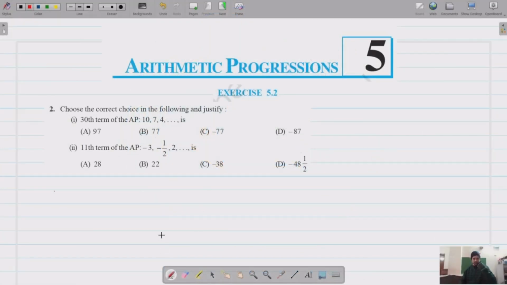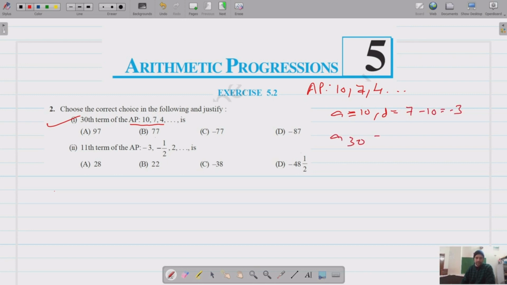Okay, so for question number 2, we have to choose the correct option. For the first one, we have to find the 13th term of the AP. The given AP is 10, 7, 4. Here a is 10, and d is 7 minus 10, that's minus 3.